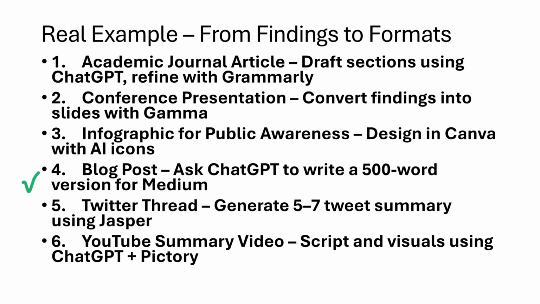Blog post. Looking to share your insights in a more casual tone? Just ask ChatGPT to write a 500-word blog post based on your paper, something suitable for platforms like Medium or Substack. Twitter thread. Need a quick social media summary? Use Jasper to turn your main findings into a 5 to 7 tweet thread, perfect for grabbing attention and starting conversations on Twitter or LinkedIn. YouTube summary video. Want to go multimedia? Ask ChatGPT to write a video script, then use a tool like Pictory to turn that script into a short, engaging video with visuals and voiceover.